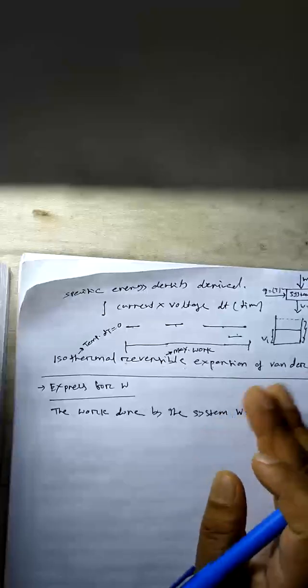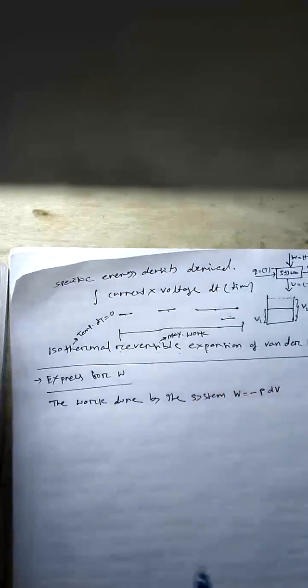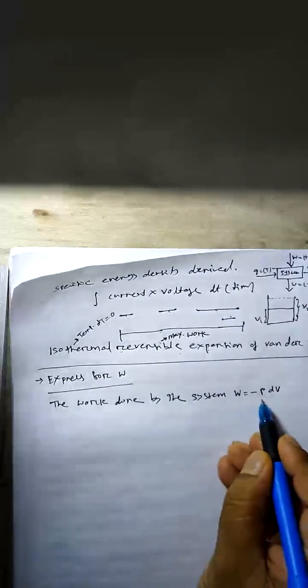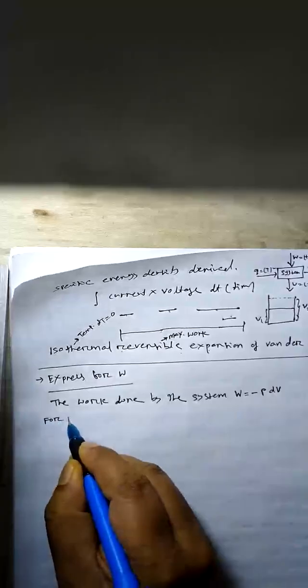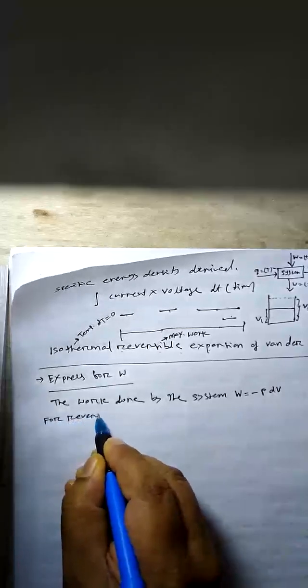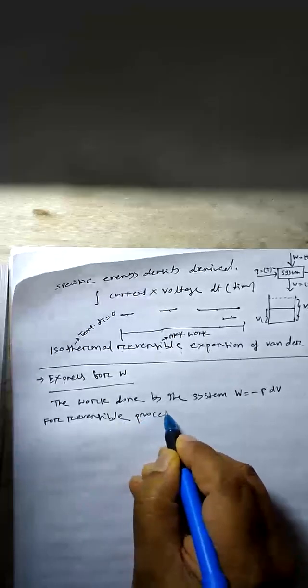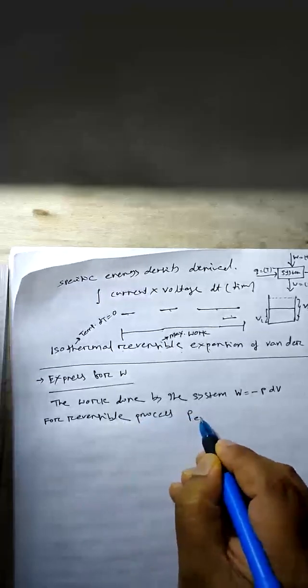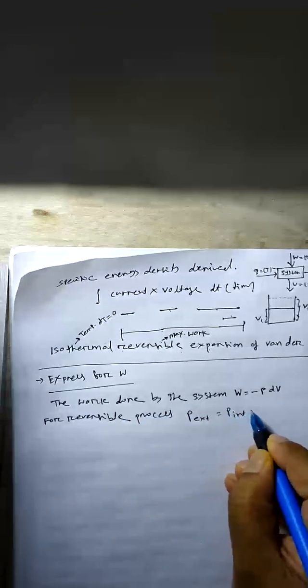So system you consider or gas you consider, no problem. So for a reversible process, this is the work done by the system. For a reversible process, P external is equal to P internal gas pressure.